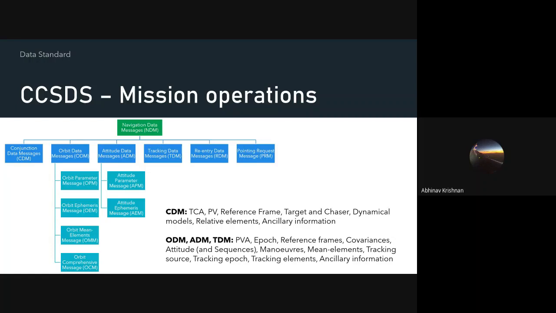Hopefully not, but this is just to give you an overview of how the industry works. Within ODM, ADM, and TDM, you have similar ones, like I mentioned, and I think you can have a look at them later in the PDF that was provided.